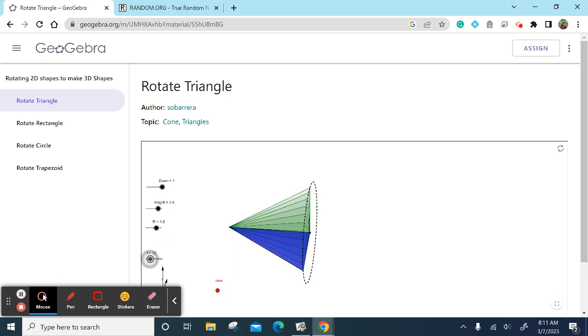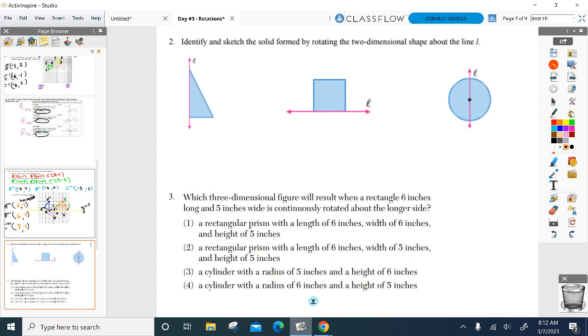All right, if anybody didn't see that special little something here. What's that figure called? That's a cone, right? So that's what happens when I rotate a triangle around a line. It ends up being a cone. And you think we can draw this cone, huh? Cone, yep.